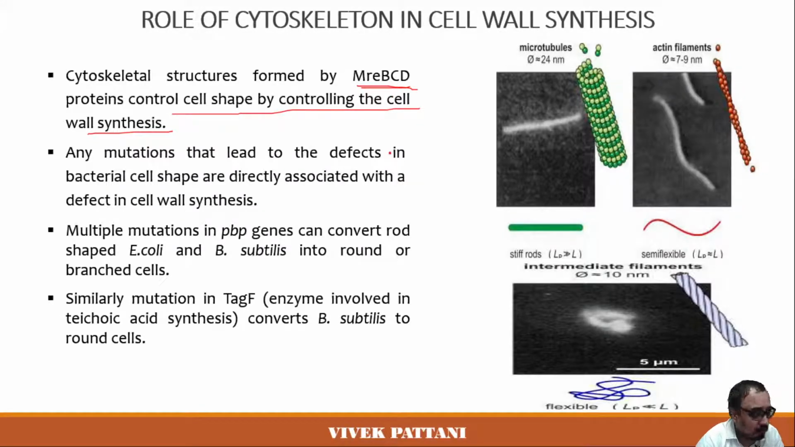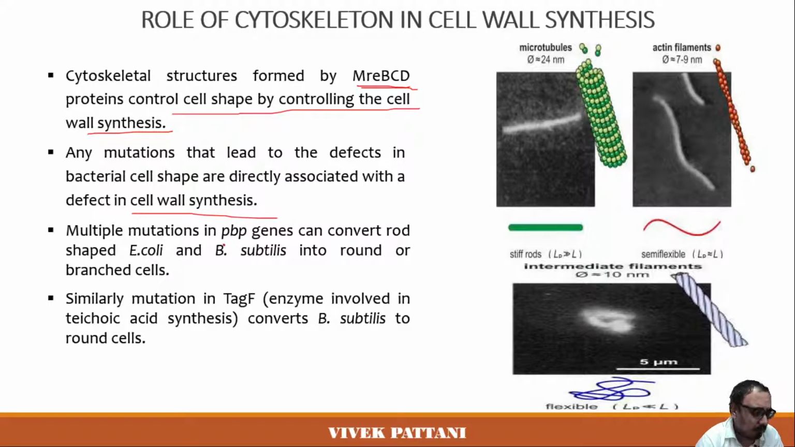If there are any mutations which lead to defects in the bacterial cell, they are directly associated with a defect in cell wall synthesis. So if there is any problem in the shape, due to mutation, whether spontaneous or induced, whatever the reason, if the cell wall has a different shape than regular, it can be due to a defect in cell wall synthesis.